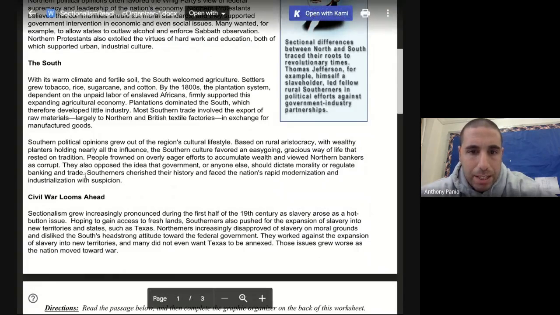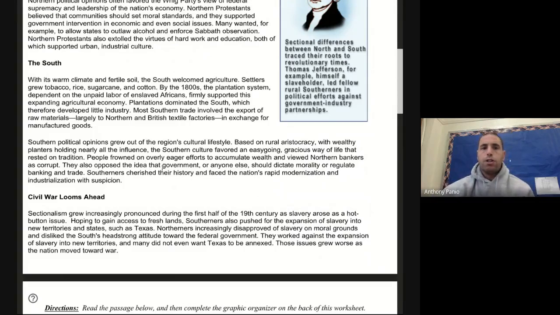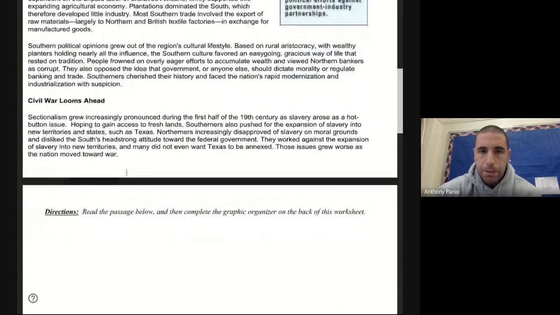So again, the South, with their states' rights viewpoint, doesn't want government getting stronger. They don't want government talking about banking and trade. That's something that should be left up to the states. Southerners cherished their history and faced the nation's rapid modernization and industrialization with suspicion. So now let's go into the slavery aspect.